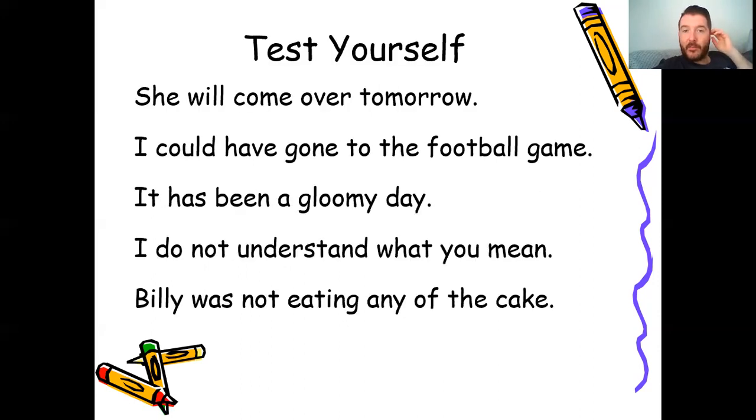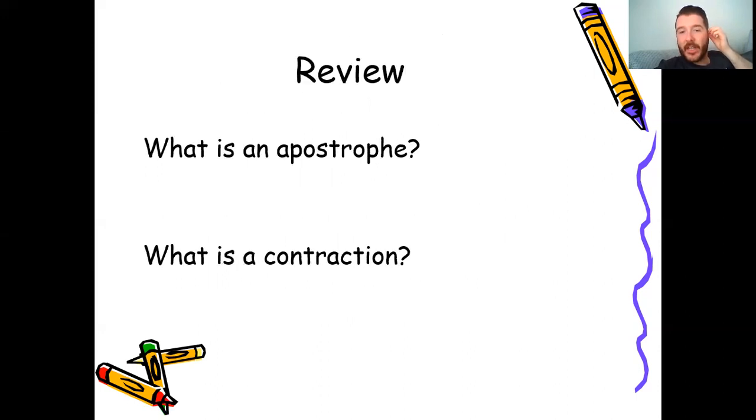Okay, when you finish that, we're going to have a go. We're not going to do that, test ourselves actually. We're going to go through a review. So first of all, what is an apostrophe? What does it look like? What does it do? So an apostrophe is like a comma in the air that shows us where letters have been taken out, where missing letters are in a contraction. And what's a contraction? Where we've taken two or more words and squashed them down into one.